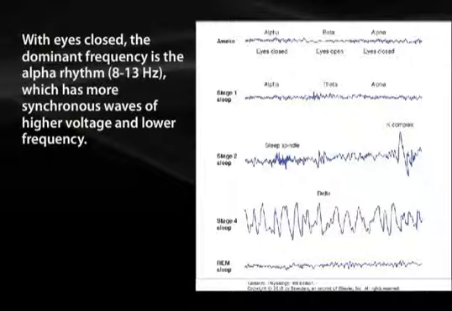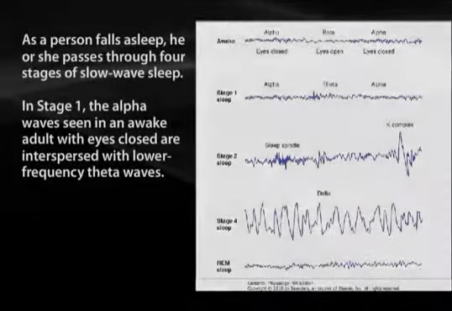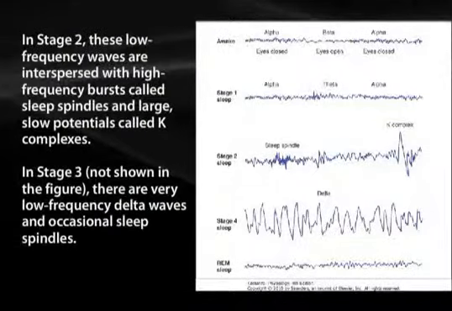As a person falls asleep, he or she passes through these 4 stages of slow wave sleep. In stage 1, the alpha waves seen in an adult with eyes closed are interspersed with lower frequency theta waves. In stage 2, the lower frequency waves are interspersed with high frequency bursts called sleep spindles and large slow potentials called K complexes.